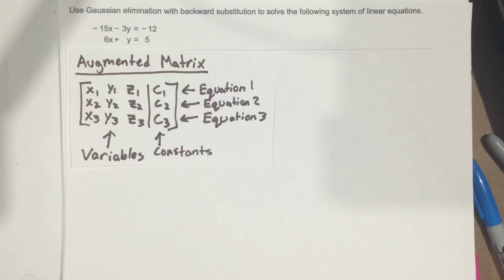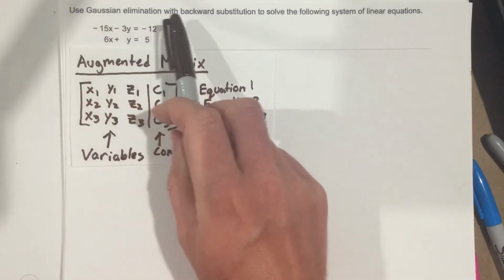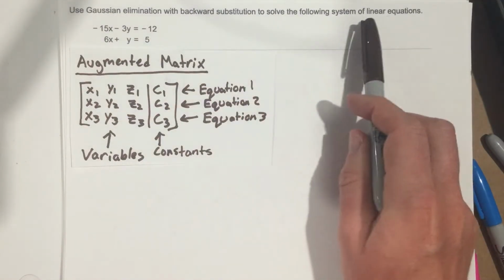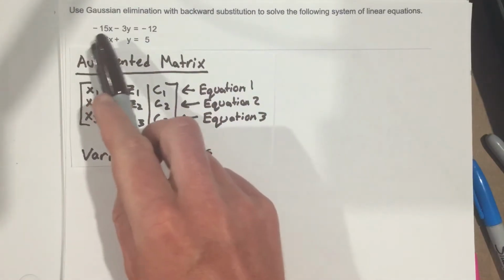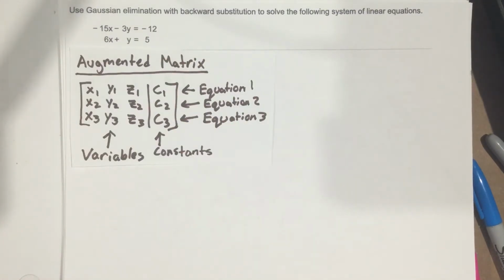This is problem number 1 from section 9.4. In this problem, they want you to use Gaussian elimination with backward substitution to solve the following system of linear equations. They give you a system, but this is a two-variable system, so two equations, two variables. And they want you to use Gaussian elimination to solve it.